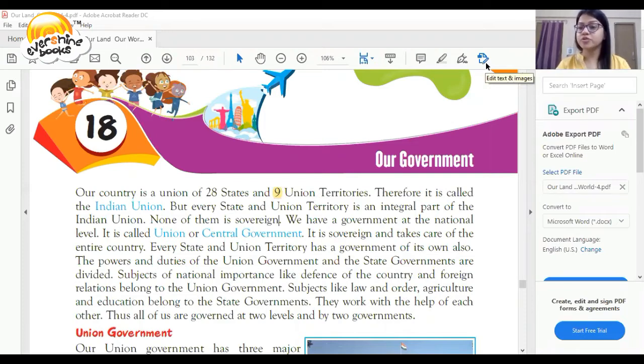Dear student, today we will study the 18th chapter of social science named Our Government. We will study this chapter from the book Our Land, Our Law. Let's discuss the chapter. Dear student, first, you should know the learning objectives of this chapter. In this chapter, you will learn about our government and how they perform in our country. So, let's discuss the 18th chapter.